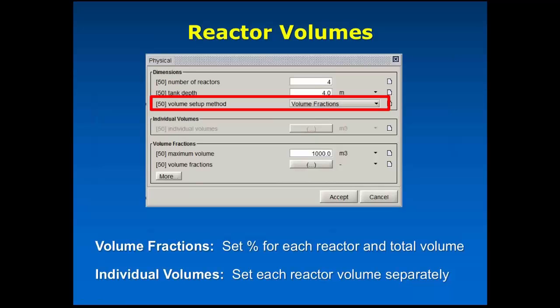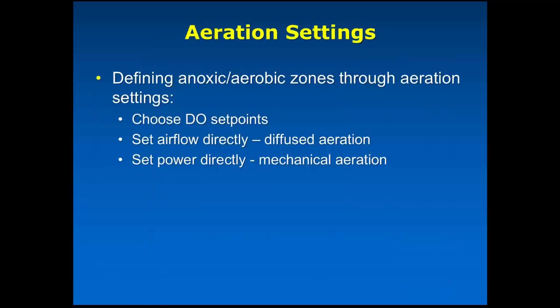Okay, moving on to number 2, aeration settings. Now, when you're setting up your design here for your biological removal, you're likely going to need an anoxic zone at the very least, or possibly an aerobic zone too. So you are going to do that by deciding where the air is going to be, either by choosing a bunch of DO set points and letting the DO controller tune up the air appropriately, or you can set the airflow directly. If you're doing a mechanically surface aerated plant, use the mechanical aeration option and set the power directly.